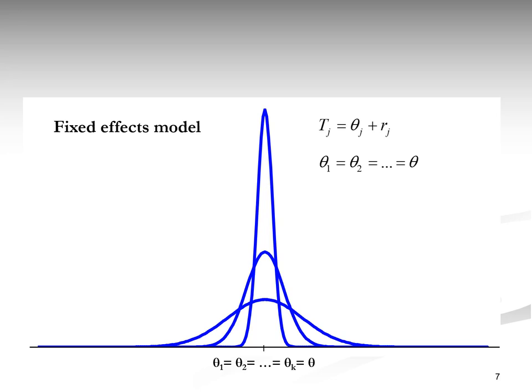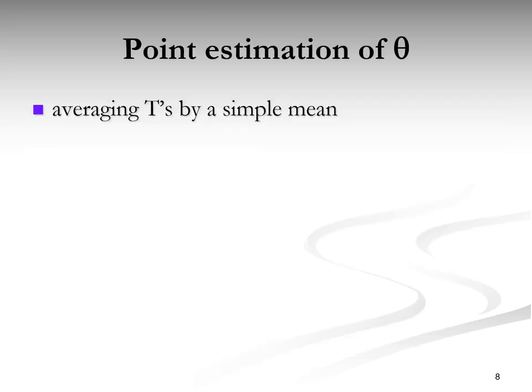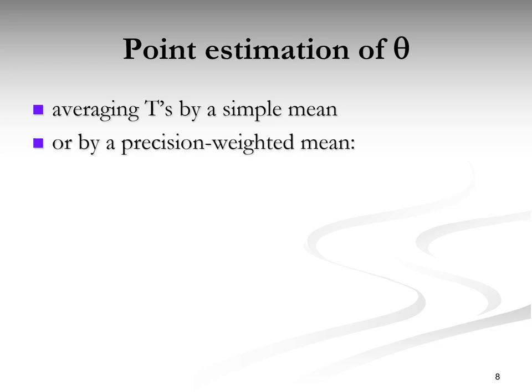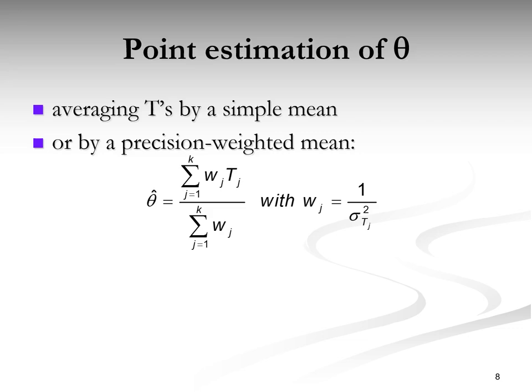So in such a situation where the sample sizes of the studies can vary, it's not a good idea to use a simple mean, a simple average of the observed effect sizes in order to estimate the common population effect size. It's more efficient if we use a precision-weighted mean. This is a mean of the observed effect sizes with weights equal to the precision of the observed effect size. And the precision of an observed effect size is defined as 1 over the sampling variance of that individual effect size.